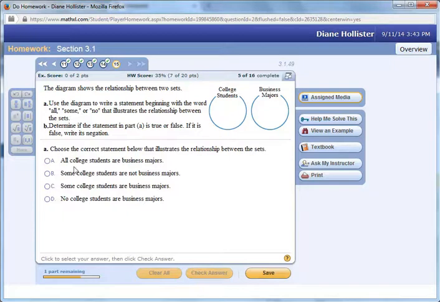Again, a similar example, college students and business majors. And I'll let you try that one on your own. Good luck.